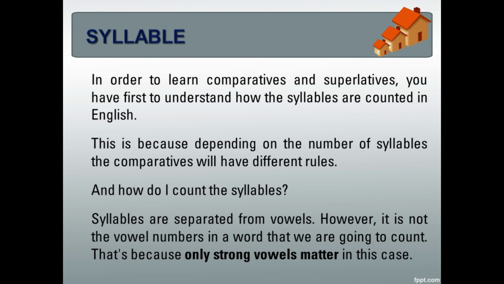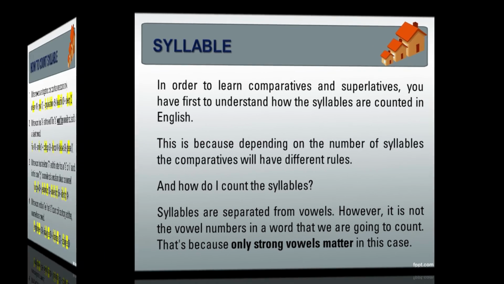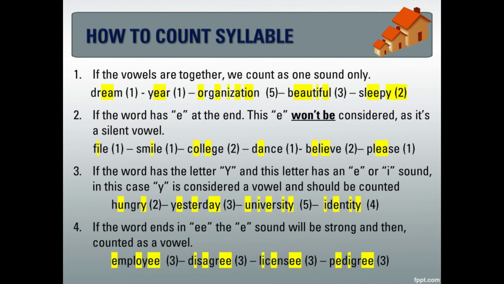Syllables are separated by vowels. However, it is not the vowel numbers in a word that we are going to count. That's because only strong vowels matter in this case. How to count syllables. 1. If the vowels are together, we count them as one sound only.